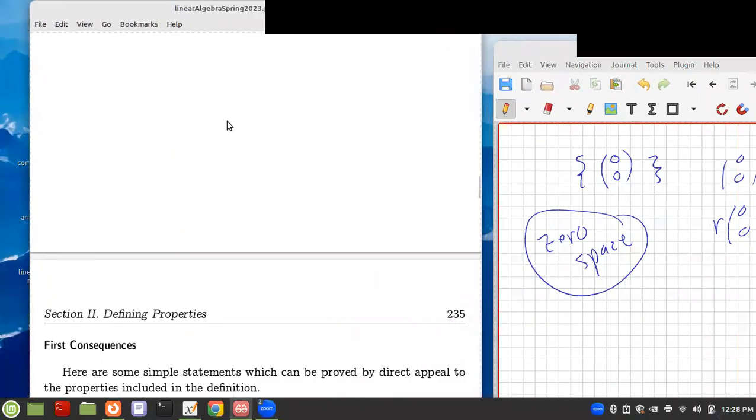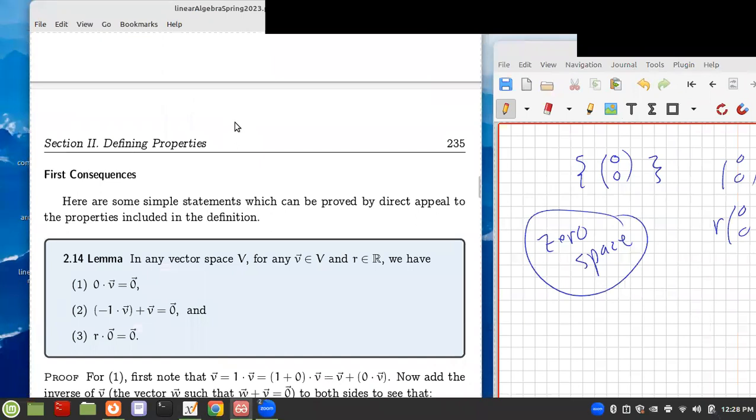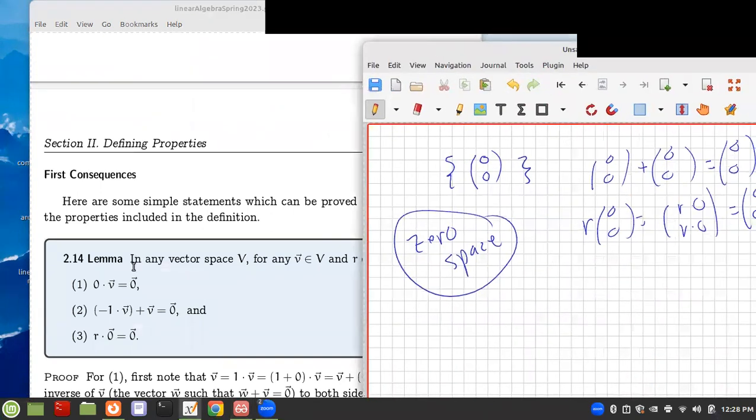And one thing you can do with these properties is look at which equations or features depend just on those properties, not on the particular version. So there's a number of consequences. For example, you can show that just based on those properties, 0 times any vector equals the 0 vector. Okay, so we're not taking a particular form.